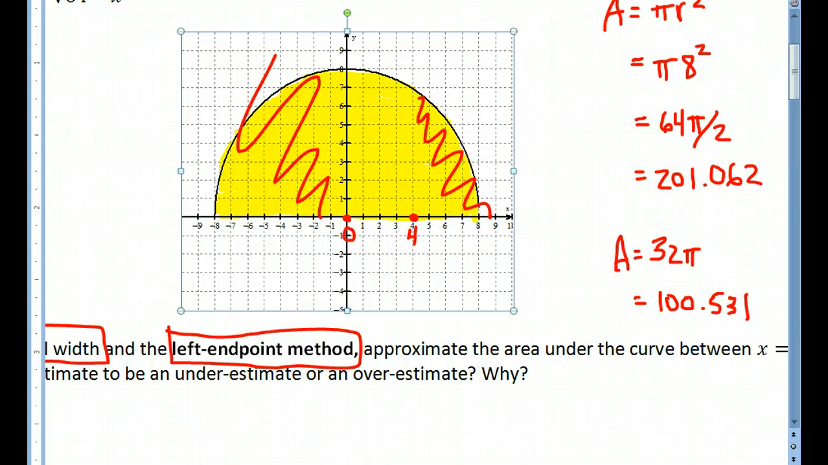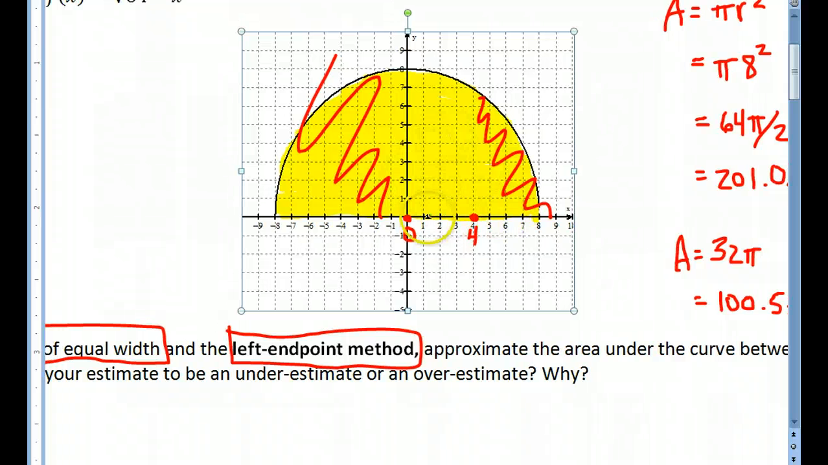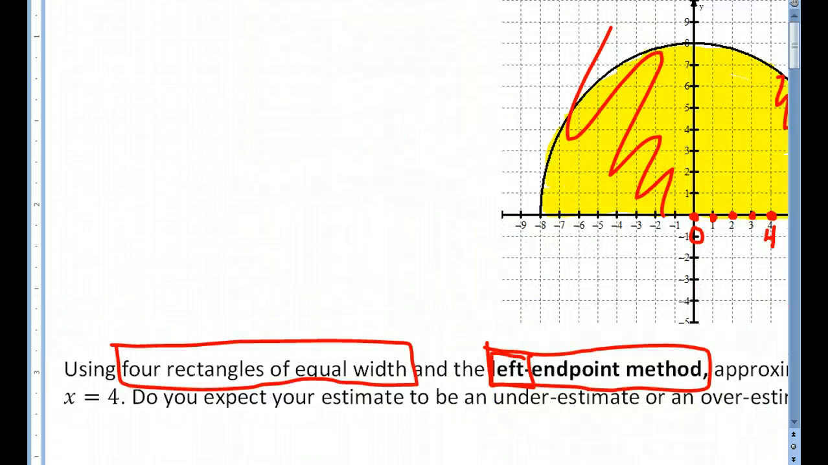So if I had to break this up into 4 rectangles, 4 equal widths, I'm going to have something from 0 to 1, 1 to 2, 2 to 3, 3 to 4. You see how there would be 4 rectangles here. The heights of the rectangles are going to be decided by looking at the left endpoint of each rectangle. This is where I wanted to zoom in even further.